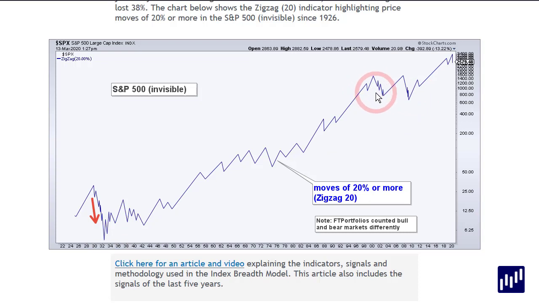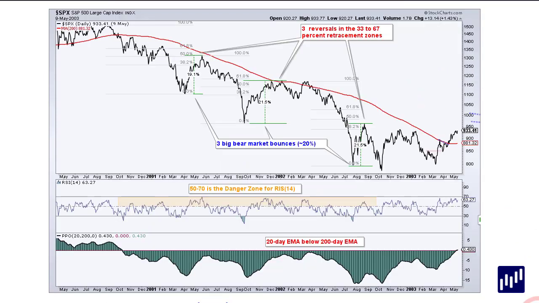We can see here in 2001, 2002, we had 1, 2, 3 bounces of 20%. And we can see in 2008, we had 2 bounces of 20%. That was, of course, the financial crisis bear market. And this was after the dot-com bubble burst. So let's look at a couple of these bounces during these last 2 bear markets to see where they failed. So here's the bear market in 2000, 2001, 2002, and we can see 3 bear market bounces along the way.